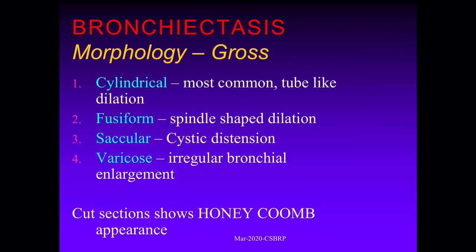There are some morphologically identifiable dilatations, which are usually radiological forms. We don't use them in pathology, and they may be described as cylindrical dilatation, fusiform dilatation, saccular dilatation, and varicose dilatation. On the cut surface of the lung, there are multiple cystic spaces resembling a honeycomb, so we call this the honeycomb appearance.